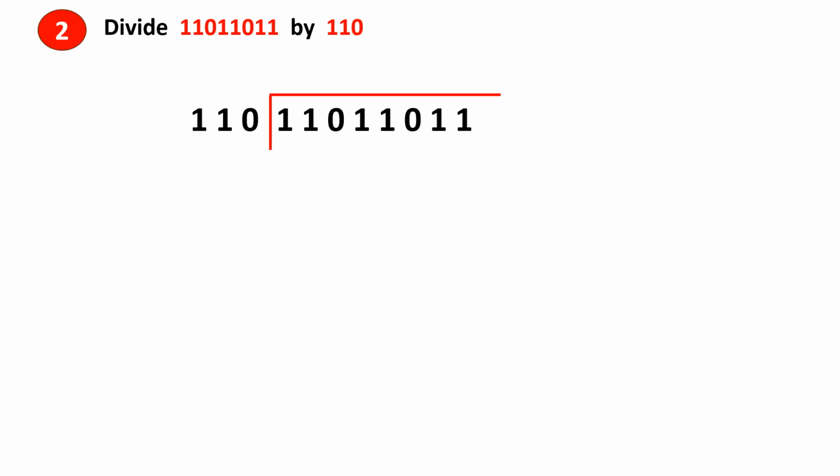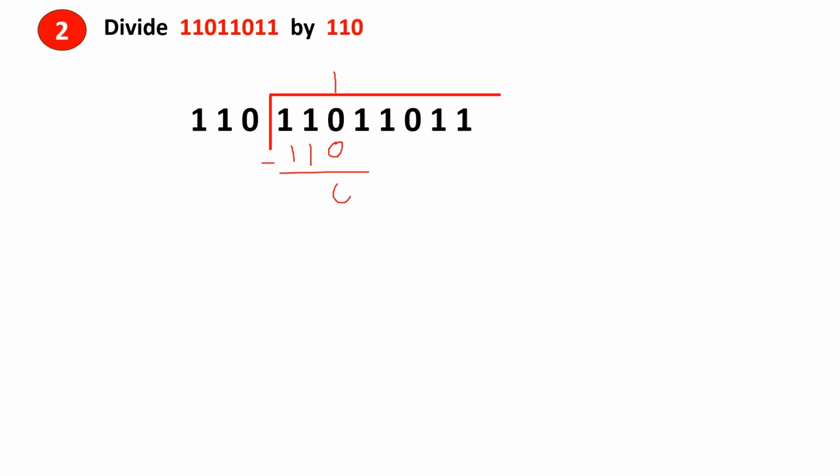First, take the divisor and compare it with the first 3 digits of the dividend. Since the divisor has 3 digits, we'll take the first 3 digits of the dividend and compare. When you compare these two, both are equal. So we can put a 1 in the quotient, and 1 into 110 will give you 110. Now subtract. So you will get 0.